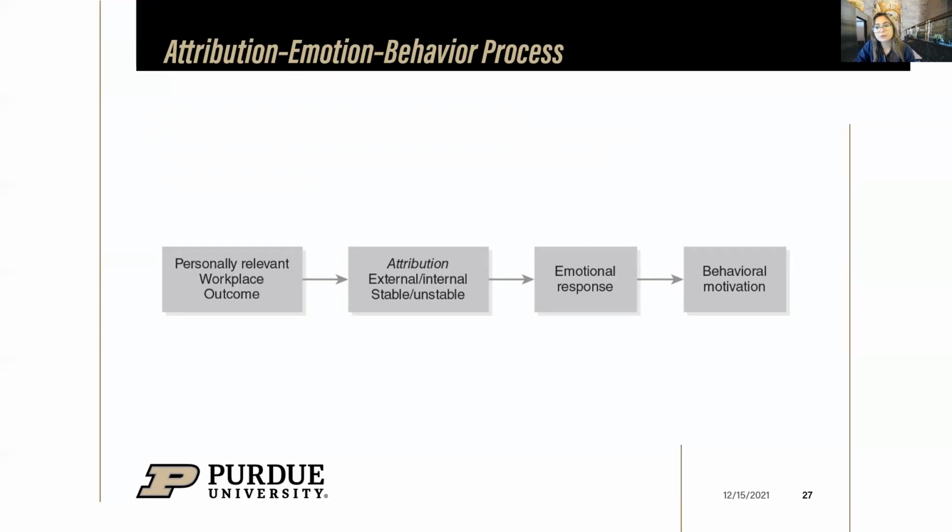It is important to be familiar with the various dimensions along which attributions can be classified to understand the attribution-emotion-behavior process. These dimensions include locus of causality, which describes the internality or externality of an attribution. Then there is the stability dimension.